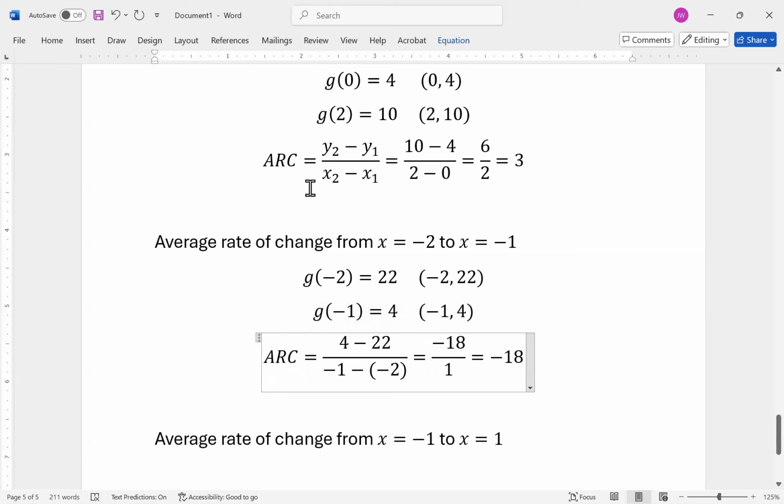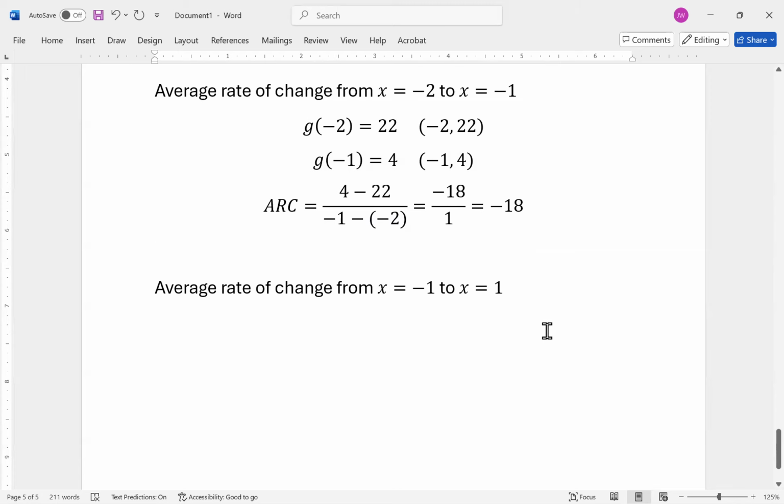By the way, oftentimes average rates of change do not come out to be integer values, but in a lot of my examples here, they will. But a lot of times they won't come out to be nice whole number or integer values. Let's do one more example before I show what's going on the graph.